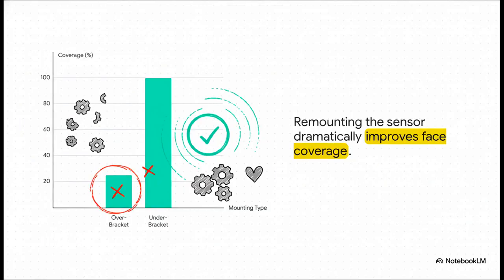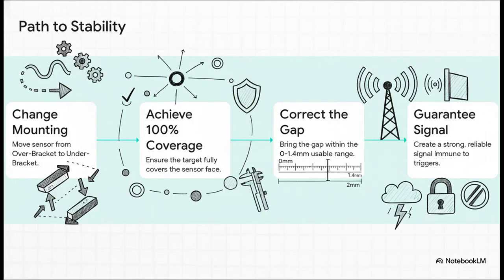We go from a dangerously low 25% sensor face coverage all the way up to a perfect, solid 100% coverage. We're no longer teetering on the edge of detection. We are right in the center of the sweet spot. So this lays out the simple path to stability. By changing the mounting from over to under, we get full coverage. That brings the gap well within that critical 0 to 1.4 millimeter usable range.